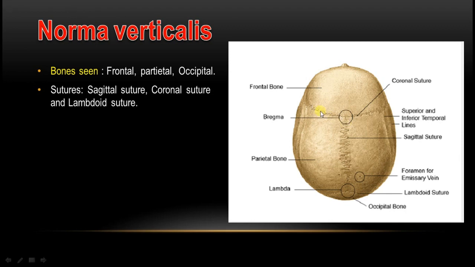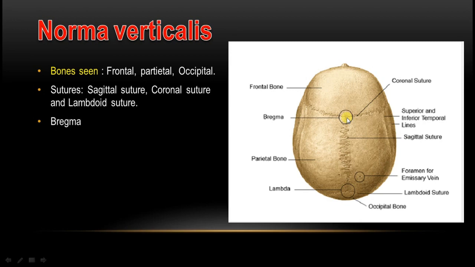The meeting point of the coronal suture and the sagittal suture is called the bregma. In the fetus, or the neonatal skull, you can see this part is not ossified and it represents the anterior fontanelle. I will come to what the fontanelle is at the end of this session, while describing the neonatal skull.